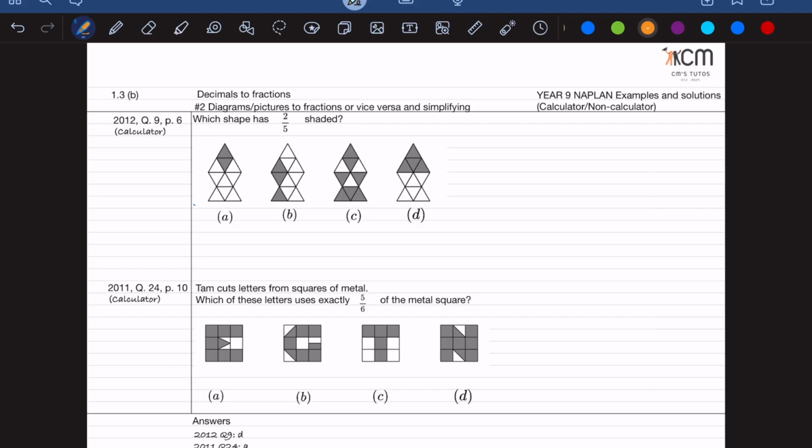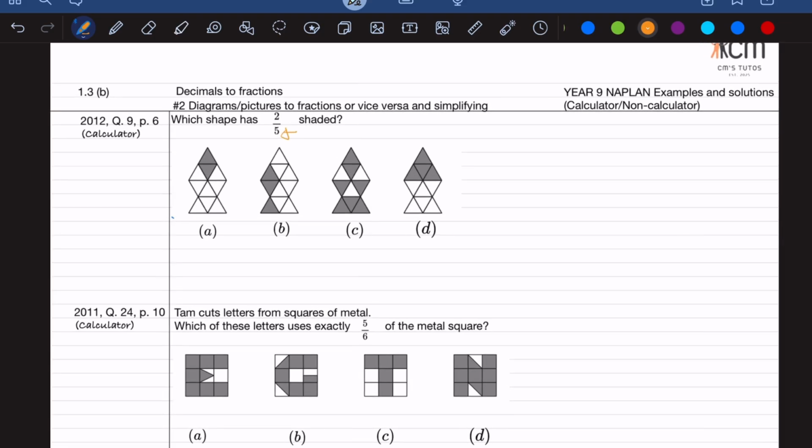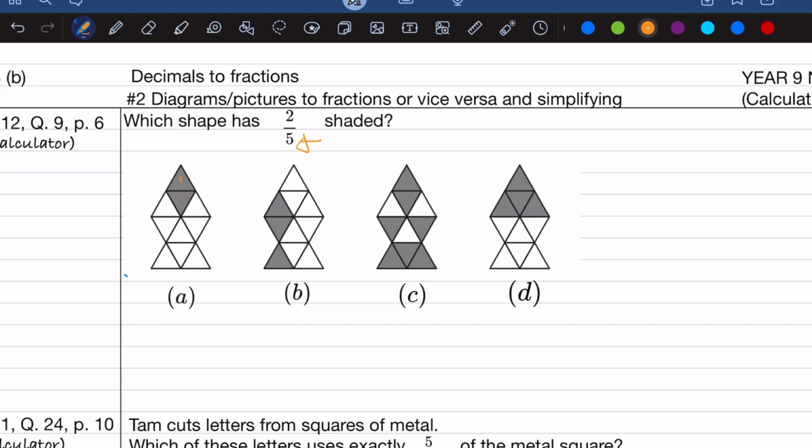And now, this is a type of question where a fraction is given in the question, and you need to pick a picture to match that fraction. 2012 question 9, page 6. Which shape has 2/5 shaded? Well, you can see 2/5 is the fraction. But at a glance, you don't see the total number 5 in here. We can count them. So you know what I'm talking about. How many triangles are there in each diagram? 1, 2, 3, 4, 5, 6, 7, 8, 9, 10. There are 10. As you can see, they all are the same. So 10 triangles in each.